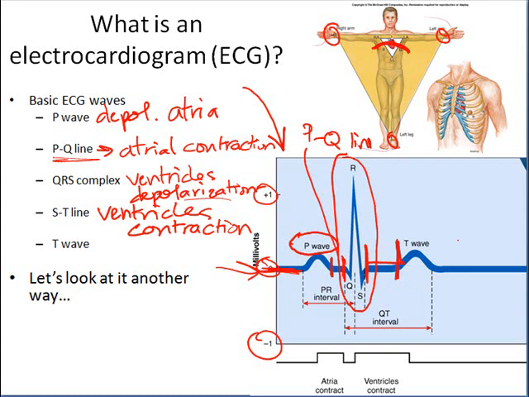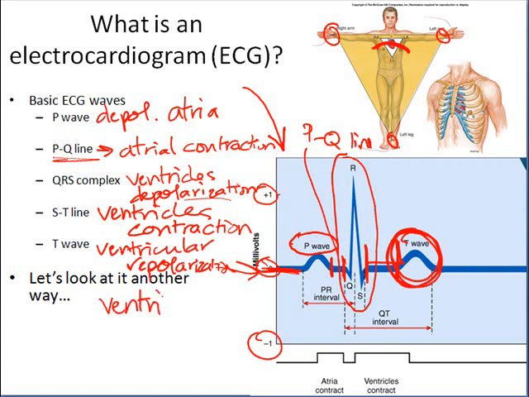And then the last thing we have is ventricular repolarization, and that's represented by this thing called the T wave, this little bump right here. That's ventricular repolarization. After the ventricles repolarize, the last thing they do is they relax. And that's this flat line over here.